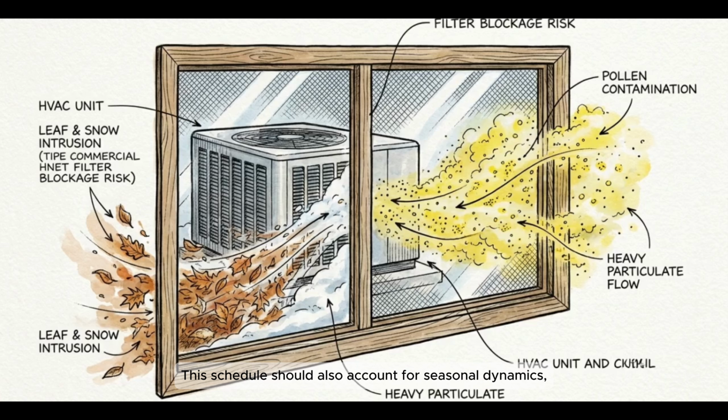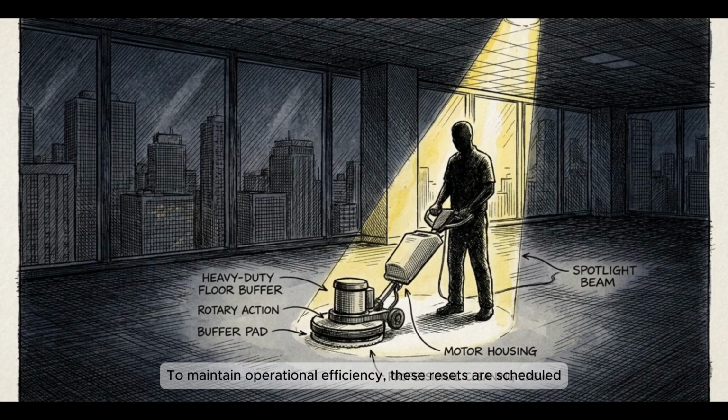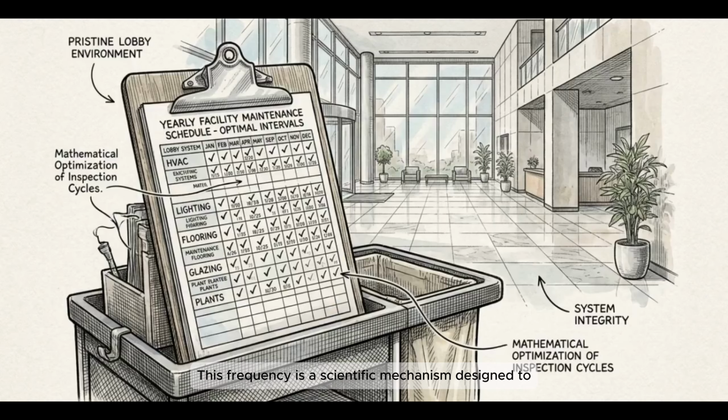This schedule should also account for seasonal dynamics, such as the higher dust loads from heating systems in winter or pollen in spring. To maintain operational efficiency, these resets are scheduled during off-hours, overnights, or weekends. This frequency is a scientific mechanism designed to keep facility decay below critical levels permanently.